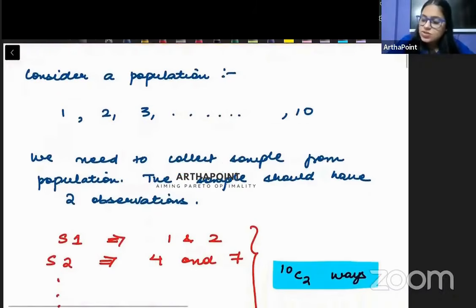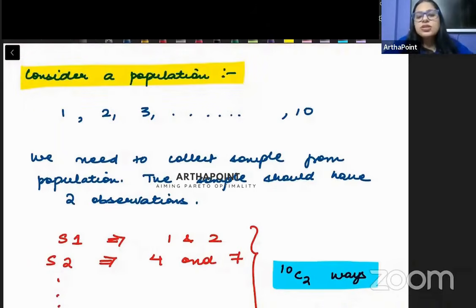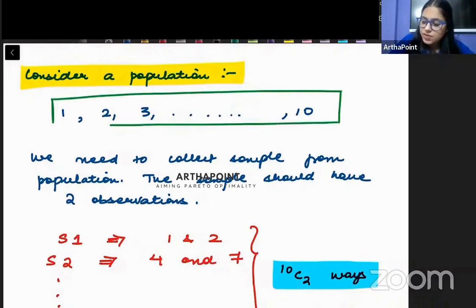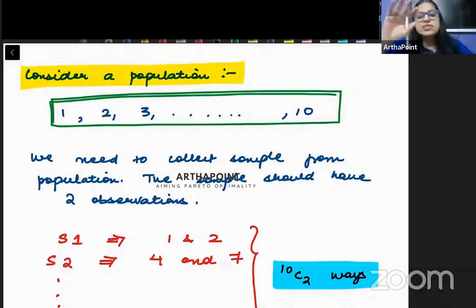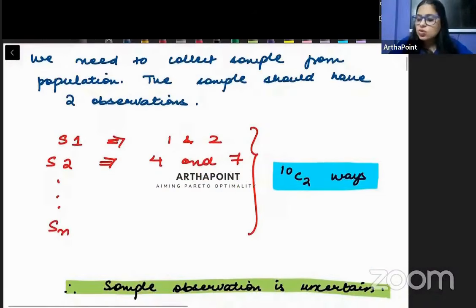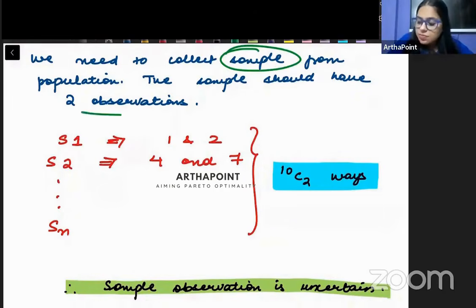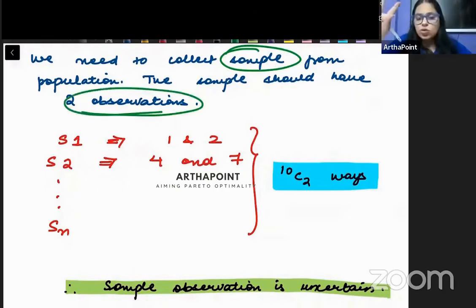Okay. Now let us consider an example. For this example, I have taken 10 data points. There is a population with 10 numbers, 1, 2, 3 till 10. And I am asking you to collect a sample, and this sample has 2 observations. So out of 10, I am saying to create a sample, and it should have 2 observations in it.